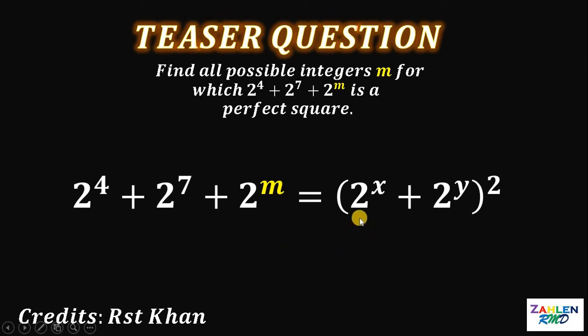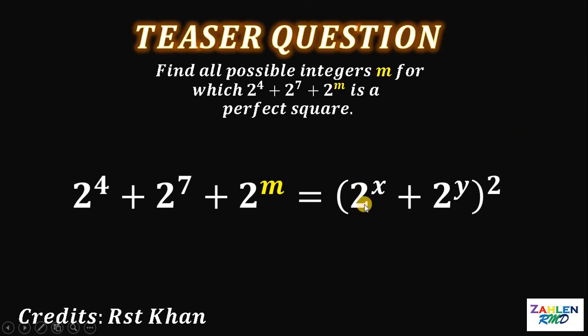The reason is, if we square 2^x + 2^y, we get 3 terms, and since the left-hand side also has 3 terms, we will have a comparison. Also take note that x and y are also integers.